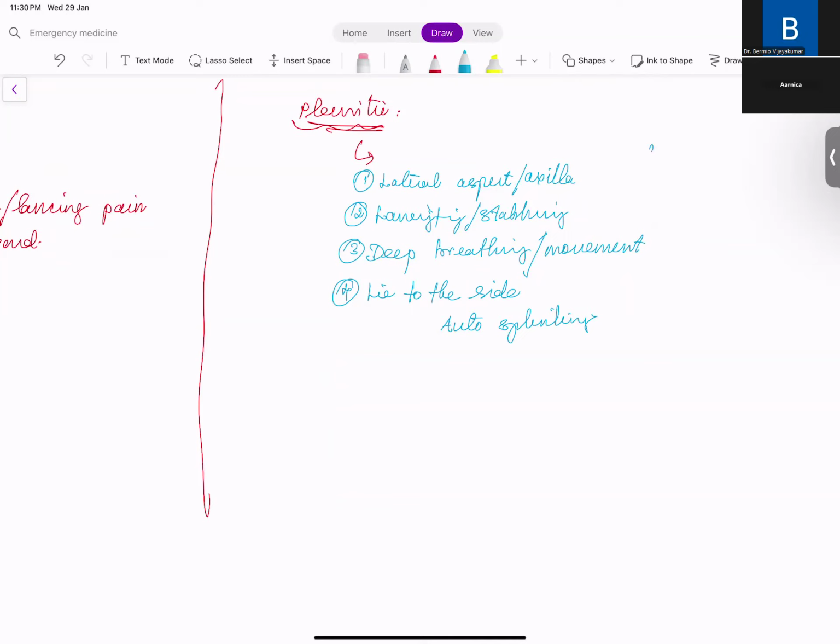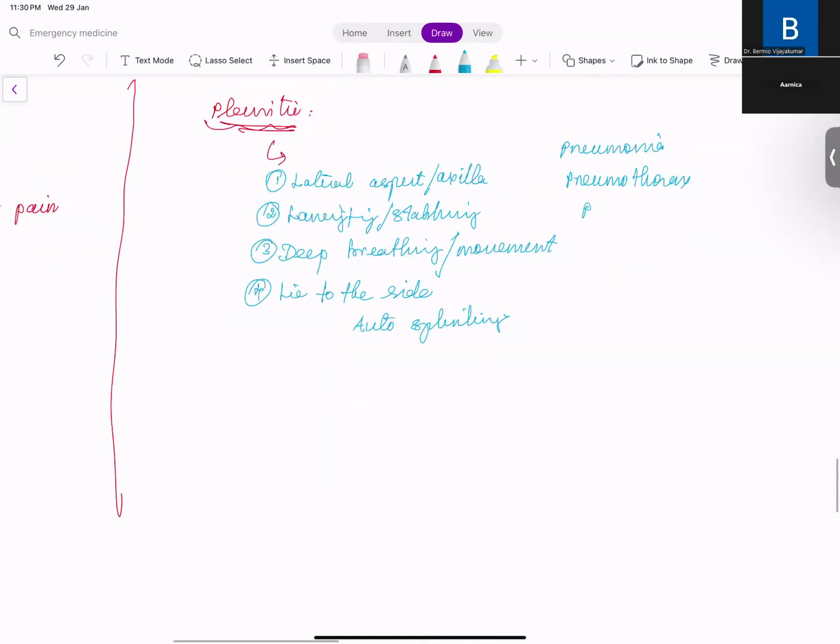The causes of pleuritic pain will be pneumonia, pneumothorax, pulmonary embolism. When pulmonary embolism is there, the blood supply to a part of the lungs gets affected, so they go for infarct. When they go for infarct, they irritate the nearby pleura. So pulmonary embolism causes pleuritic chest pain in the later part of its course. So people don't pick up the other features.